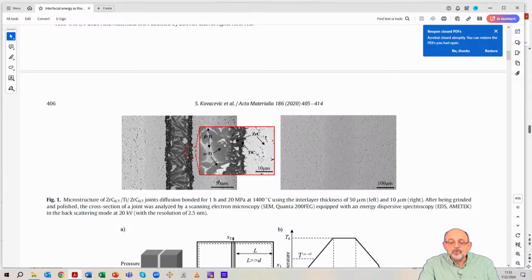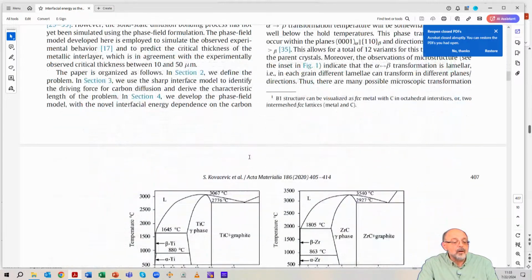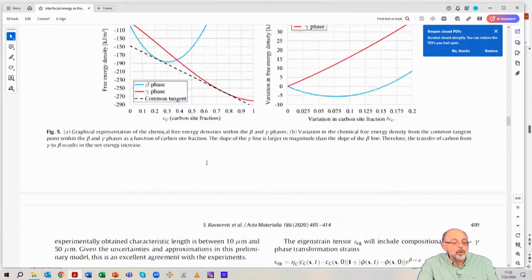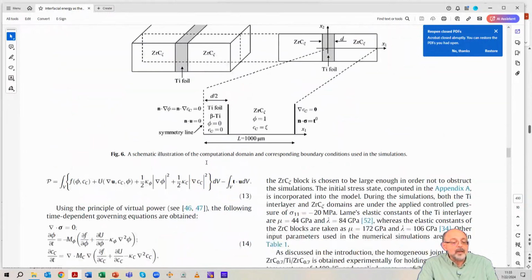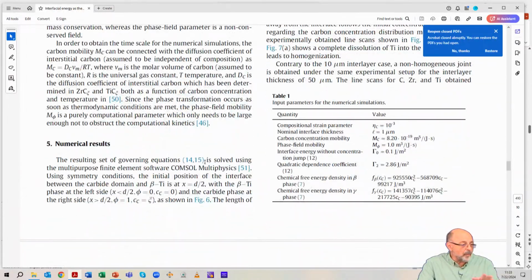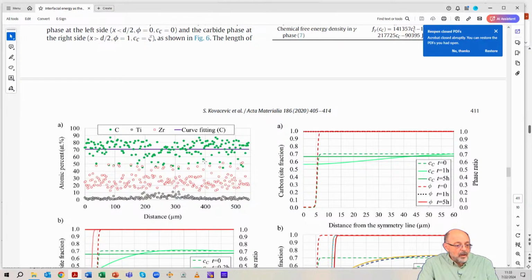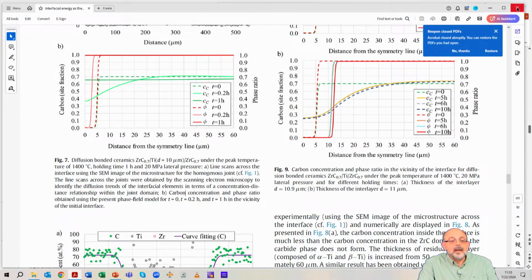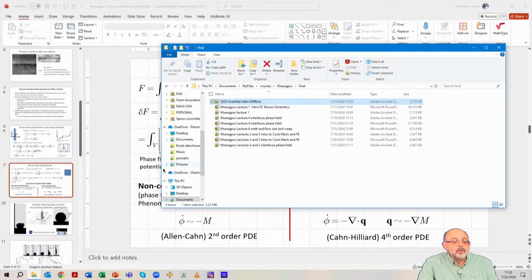So all in all, this is one very good example of how you can formulate a phase field model in 1D. For the rest of the math, I will let you read the paper, and I hope that this will be useful.